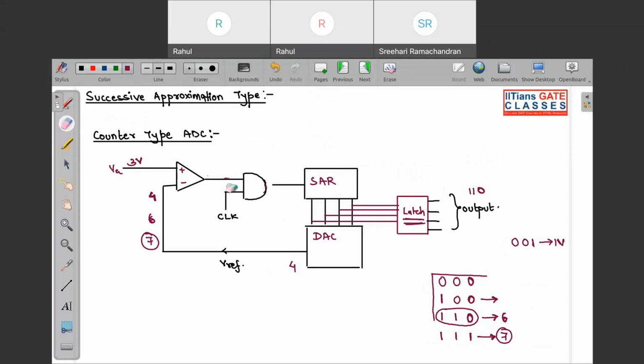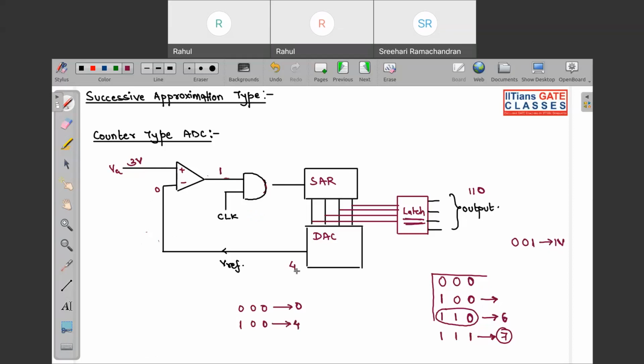So how will we get the output? Look over here. If it is 3 volt, initially all the values of the SAR are 0, 0, 0, and the corresponding DAC output will be 0. So 0 is over here, and you can see the output of this comparator will be 1. So the clock will be supplied to this SAR, and whenever the SAR gets clocked, the first MSB bit will be incremented to 1. So this corresponds to 4.